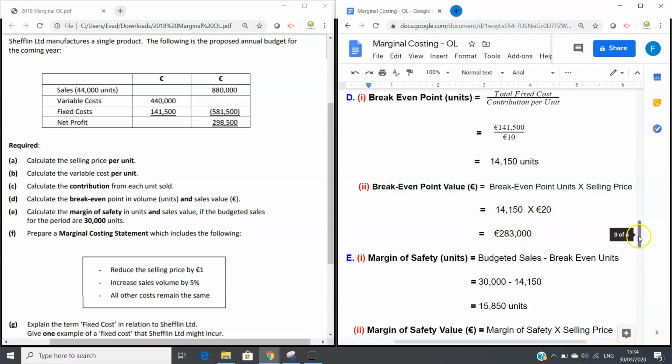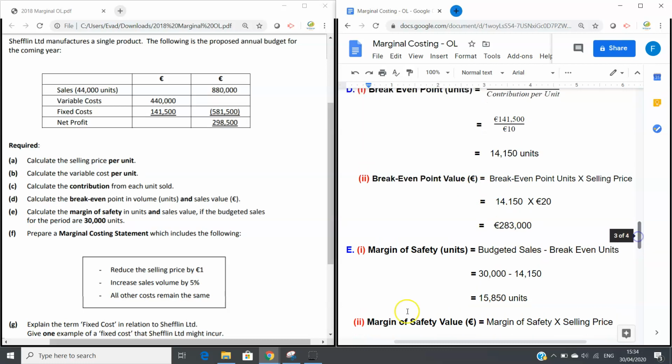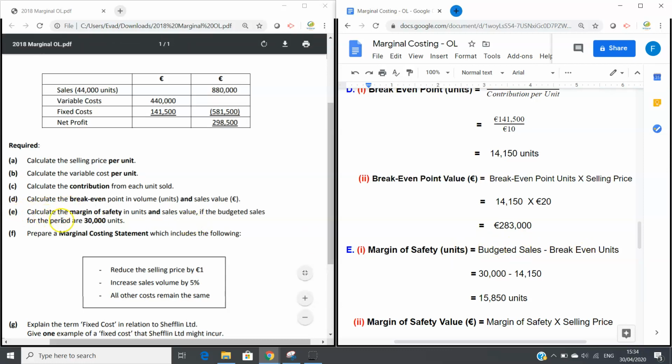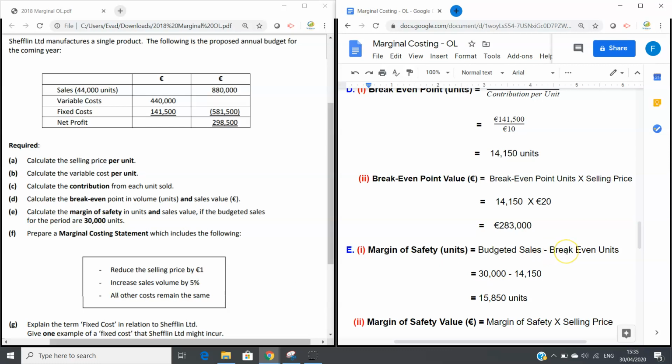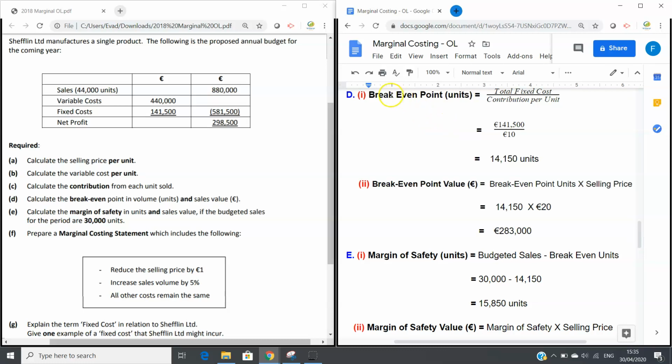Okay, our next part is our margin of safety. The formula is units, so budgeted sales minus break-even units. Budgeted sales, here in part E, are 30,000 units. So 30,000 units minus the break-even units we calculated above. Just a reminder, break-even units 14,150. So we take the two away and it gives us 15,850 units.